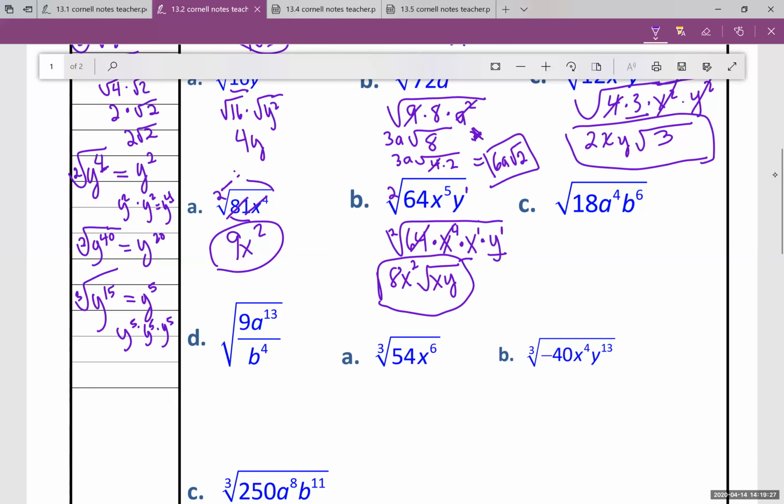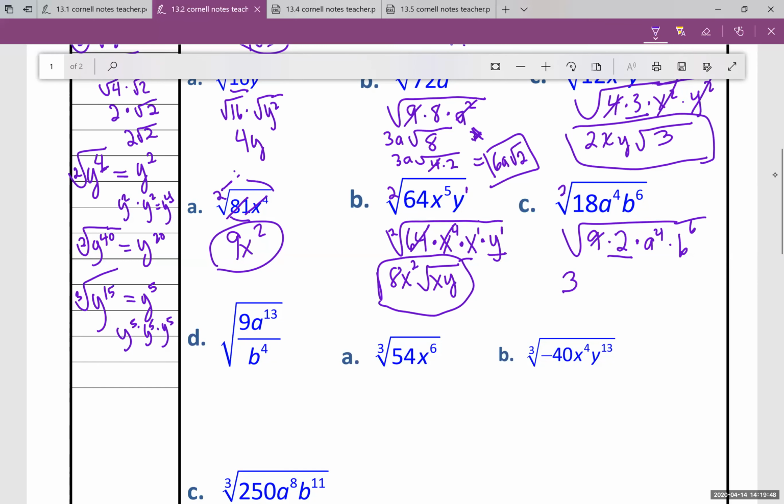Okay, let's try another one of those. This is again square root. If it doesn't say, you can assume it's a 2. Let's rewrite 18 as 9 times 2 times a to the 4th times b to the 6th. Okay, can we take the square root of 9? Yes. 3 comes out. Can we take the square root of 2?